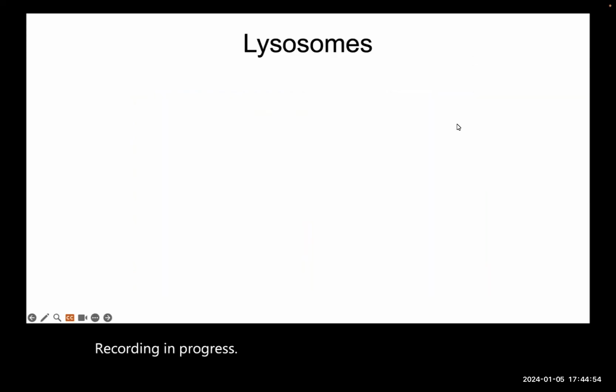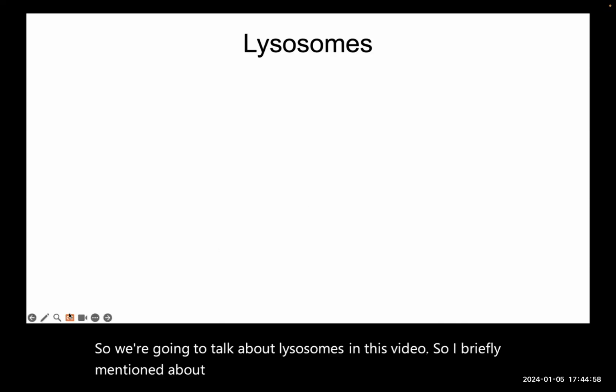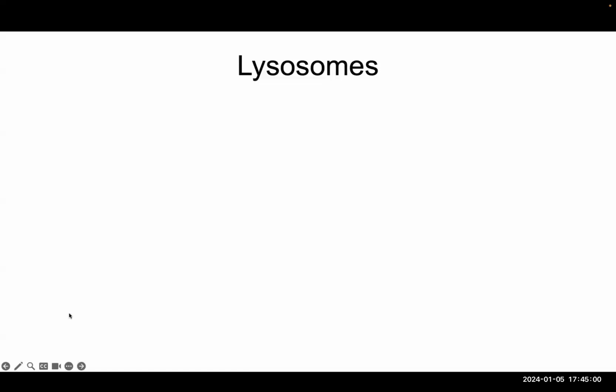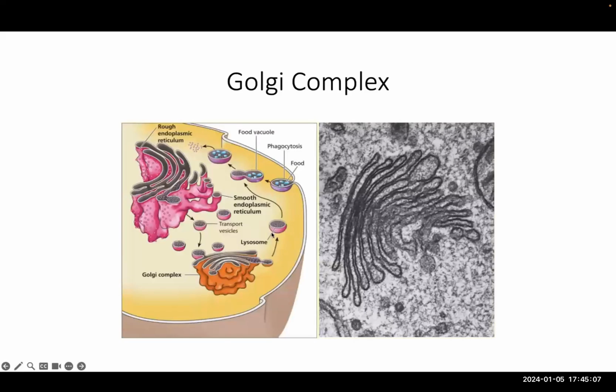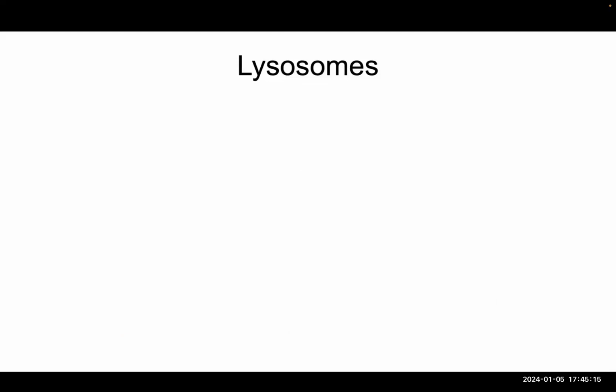So we're going to talk about lysosomes in this video. I briefly mentioned them in the last video. If you're watching these in order, lysosomes are these little structures that are basically coming off of the Golgi complex. So we're going to talk about the purpose of lysosomes, what they do.